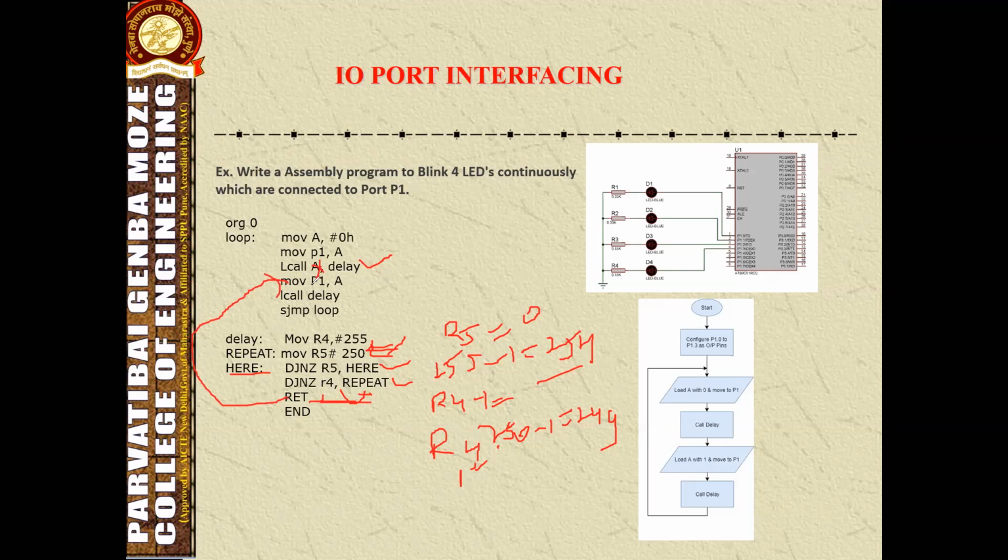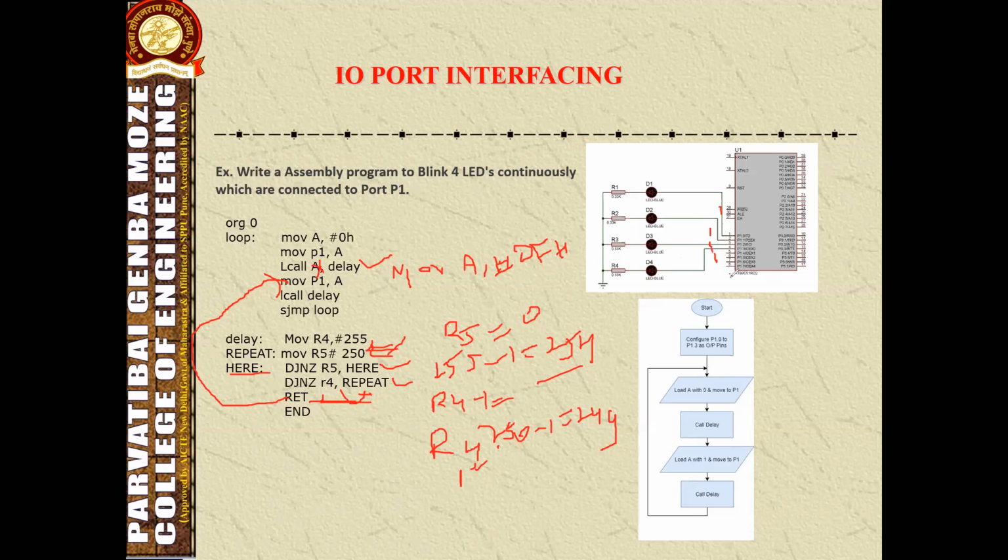Then it will move P1 comma A again. So we have to load here. Another instruction we have to write here: move A comma #0FH. We have to write this instruction first. After executing this instruction, A should be loaded with the 0FH value. After that, move P1 comma A. Now A has 0FH, and that 0FH value will be moved into P1.